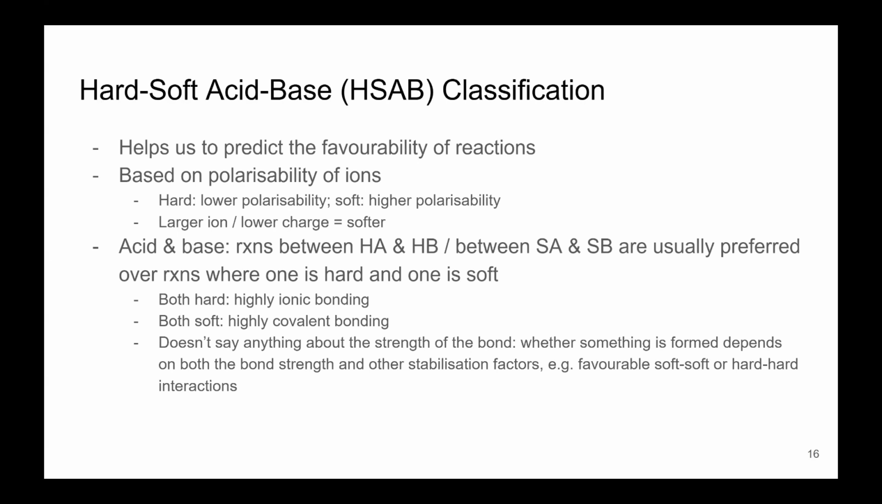So remember that the HSAB principle doesn't really say anything about the strength of the bond. Whether something is formed depends on both the bond strength and other stabilization factors, HSAB being one of them. So we are talking about very different things here. The strength of a bond and the polarizability of ions and how much the ions like each other are not the same thing, so you shouldn't confuse them. HSAB only talks about how much the interaction is favored in terms of polarizability and not strength.